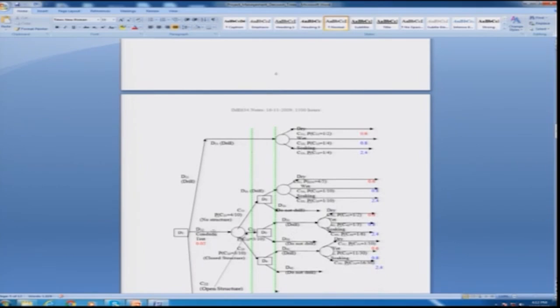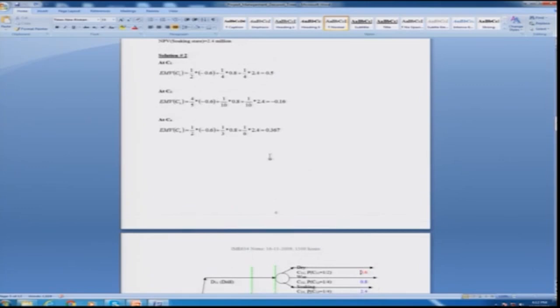Technically, it means that if a seismic test is conducted and there is no structure, you would never invest at that point, because if it is negative and you have drilled, the overall value would be negative. Similarly, let us come into this set of arcs and this set of arcs one at a time.